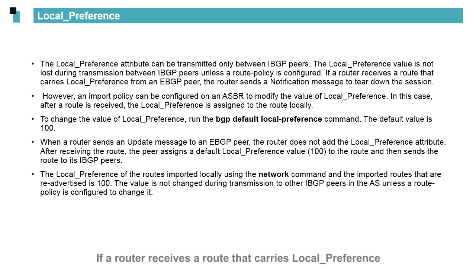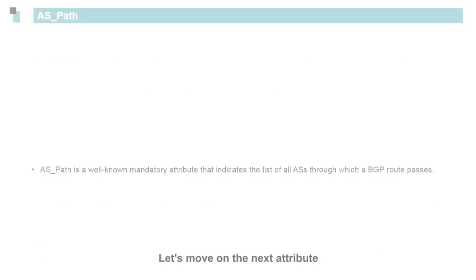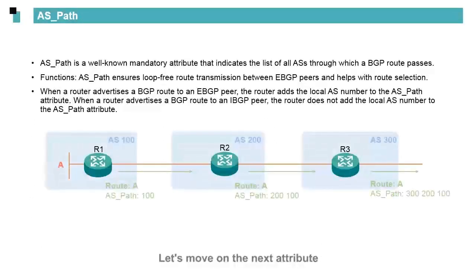If a router receives a route that carries local preference from an eBGP peer, the router sends a notification message to tear down the session. Let's move on to the next attribute.